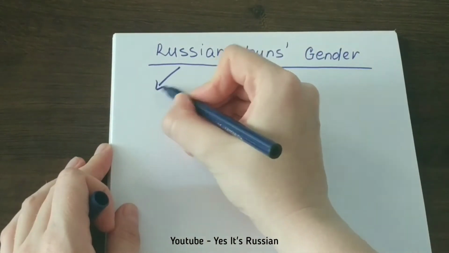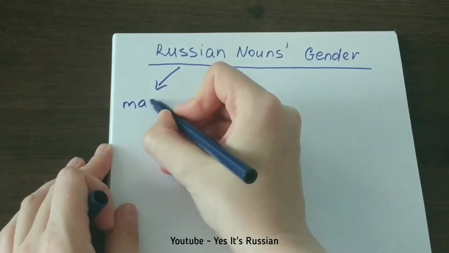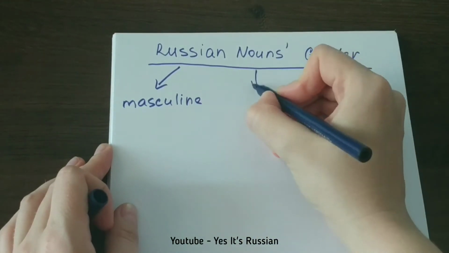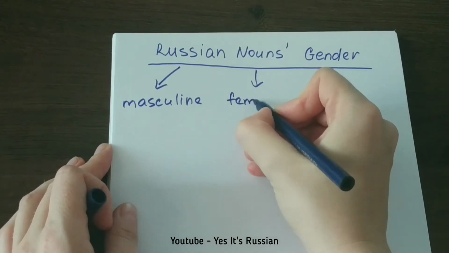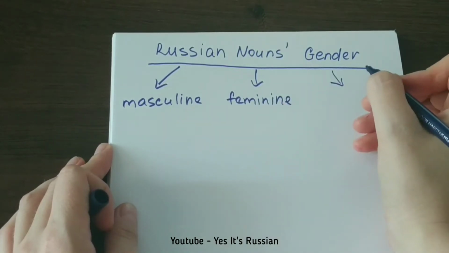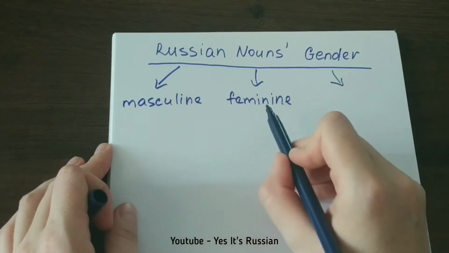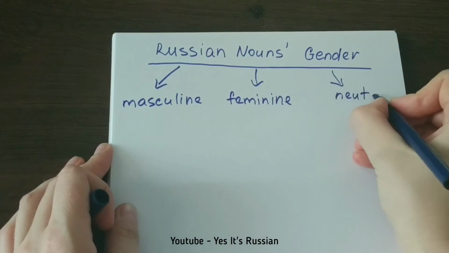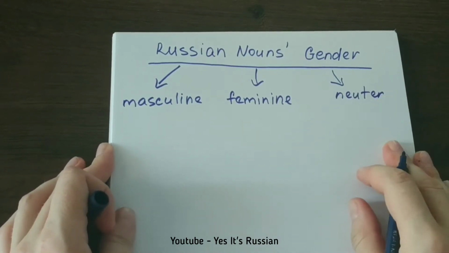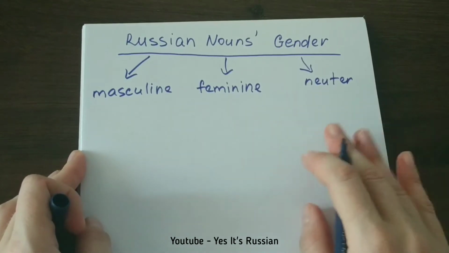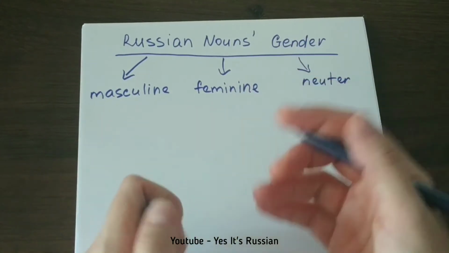The first one is masculine. The second one is feminine. And can you guess the third one? It is neither masculine nor feminine. It is in fact a neuter one, neuter gender. So let's see which endings of the nouns indicate which gender they belong to.